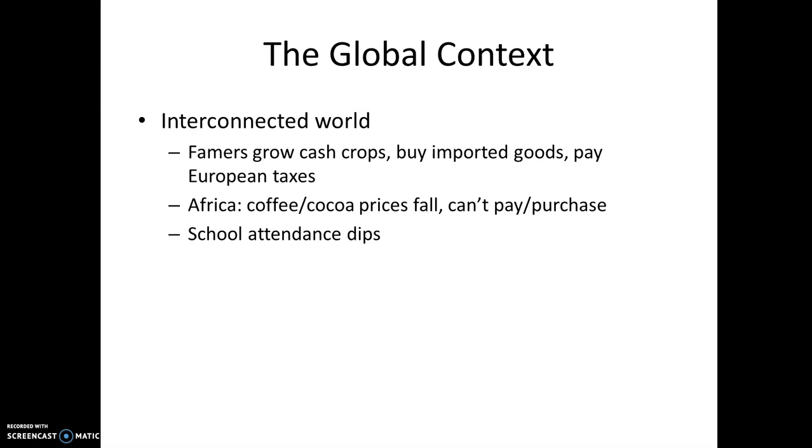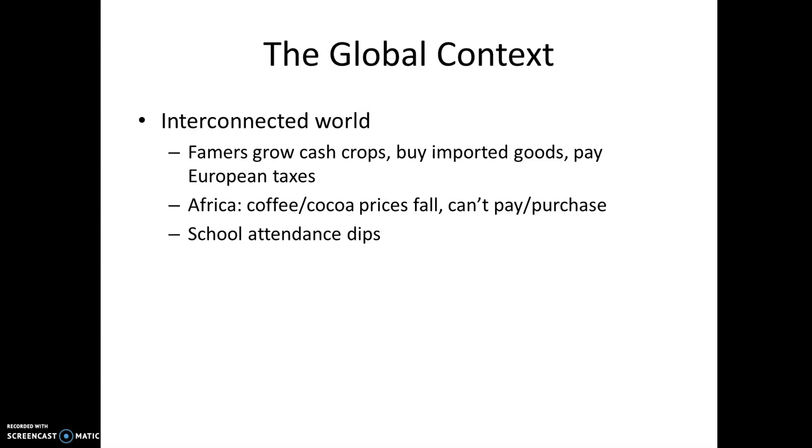You look at family farmers in Africa. They grow cash crops like coffee, cotton, and cocoa to buy imported goods like cloth and kerosene lamps. And the profits are also used to pay the taxes that European colonial governments demanded. Coffee and cocoa prices fell by over half by the early 1930s. So many Africans were unable to pay their taxes or pay off their debts.